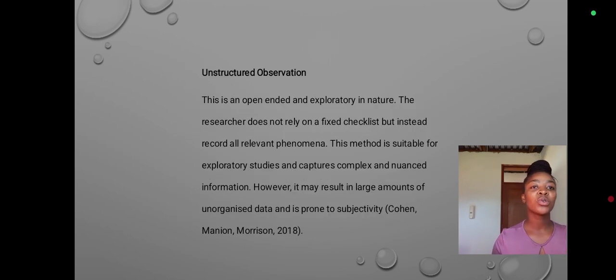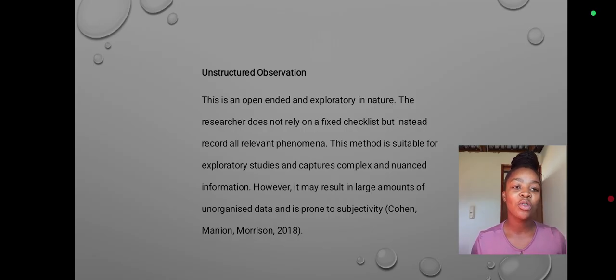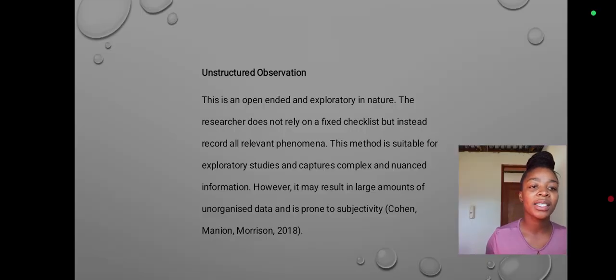Lastly, we are going to talk about the unstructured observation. This is open-ended and exploratory in nature. The researcher does not rely on a fixed checklist, but instead records all relevant phenomena. This method is suitable for exploratory studies and captures complex and nuanced information. However, it may result in large amounts of unorganized data and is prone to be subjective.